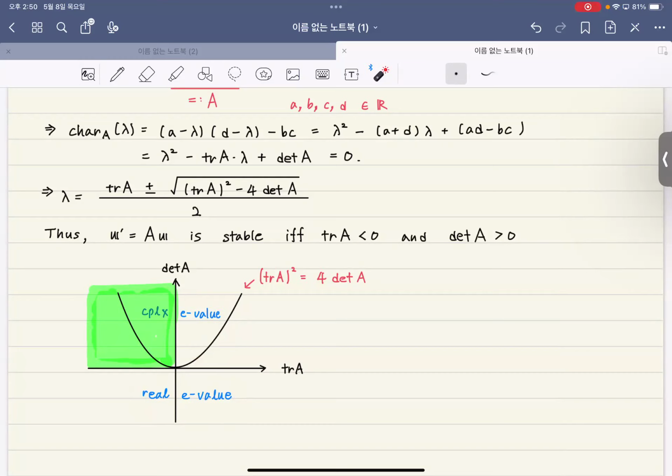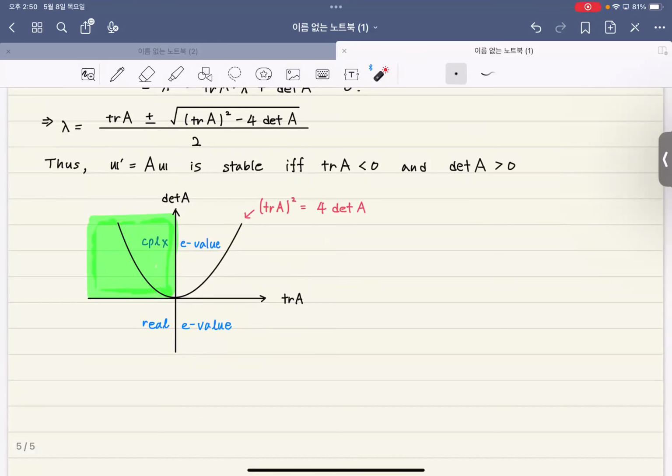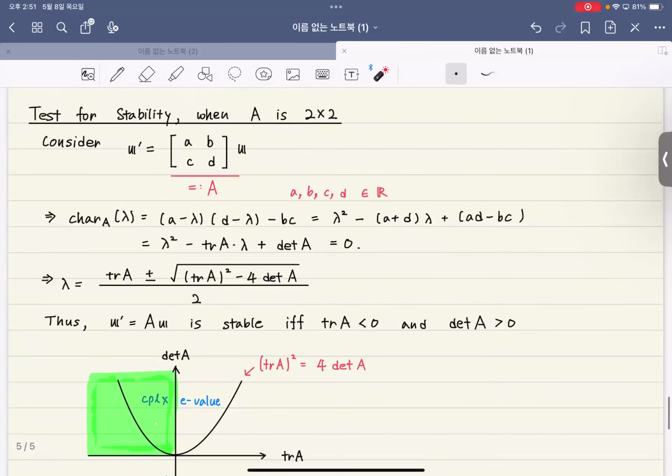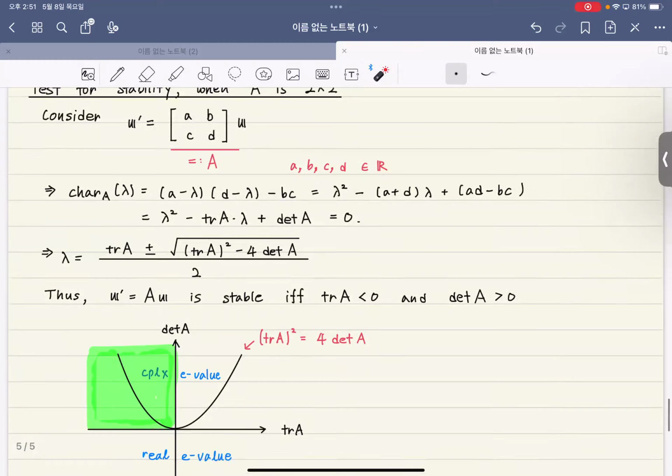And in order to be stable, the trace and the determinant of my matrix A must belong to the second quadrant of this diagram. Okay. So therefore, you can determine the stability of your system just by looking at the trace and the determinant of your original system without solving. All right.